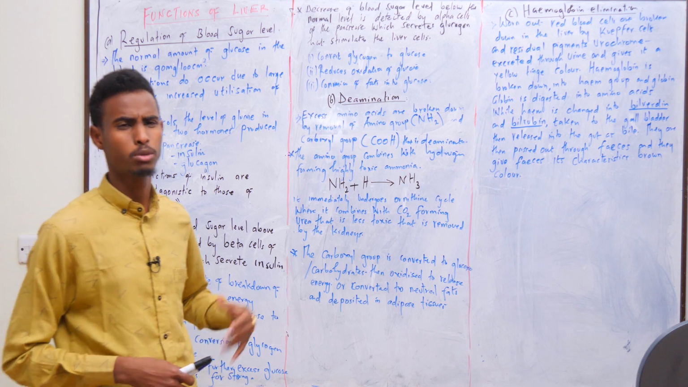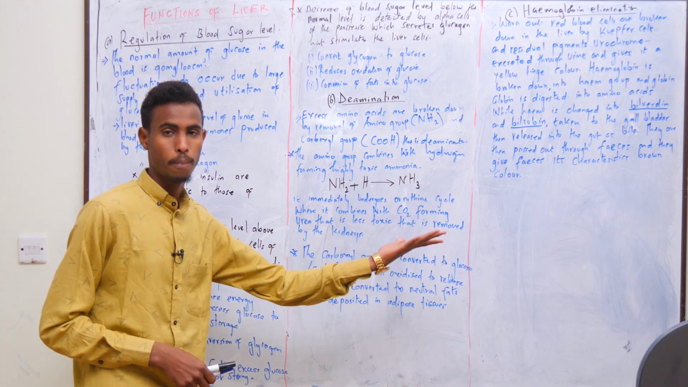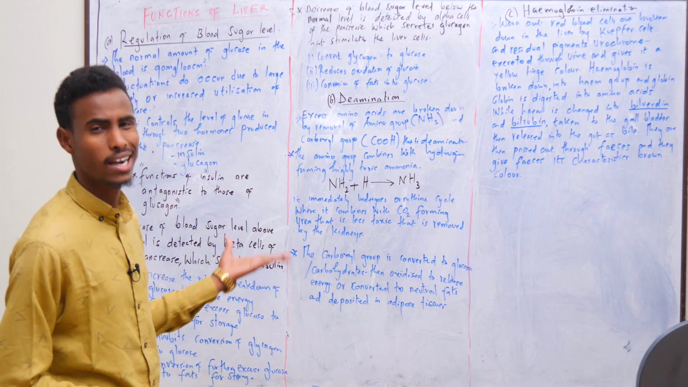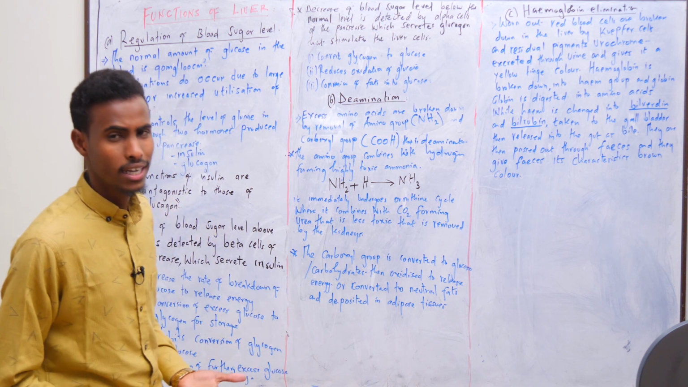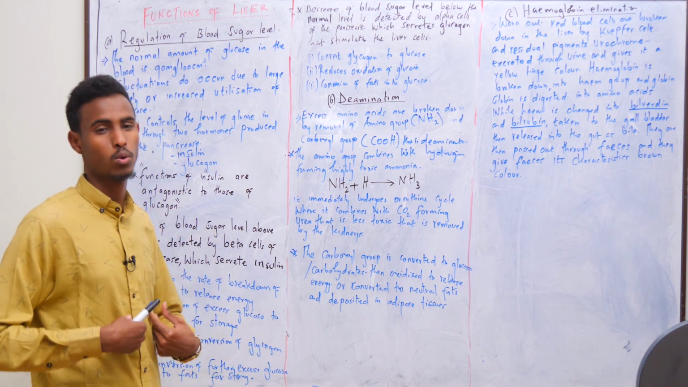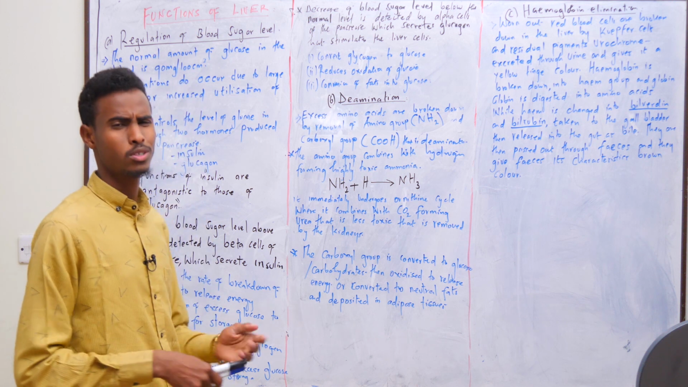Now, what happens to the amino group? The amino group combines with hydrogen to form ammonia. Now, this ammonia immediately undergoes the ornithine cycle, where it combines with carbon 4 oxide to form urea. Now, this urea will be removed as a waste product through urine or through sweat. Very good. Now, what happens to the carboxylic group?